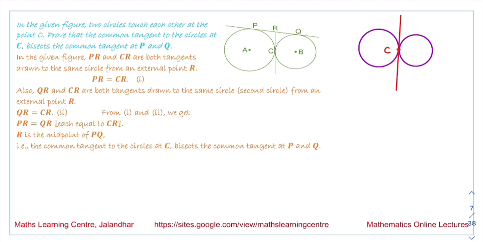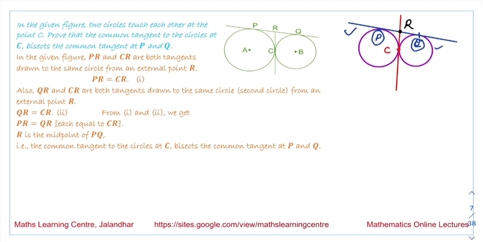Then we are talking about another tangent. Suppose this is the point P on this circle and this is the point Q on this circle. We are talking about this tangent over here, which is tangent at P to this circle, at point Q to this circle, and this point where these two tangents intersect is the point R, and we have to prove that R is the midpoint of PQ.